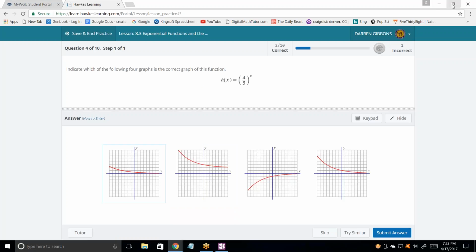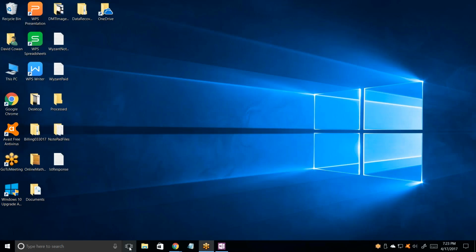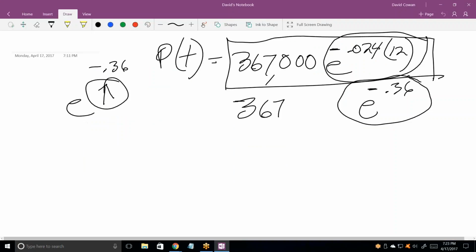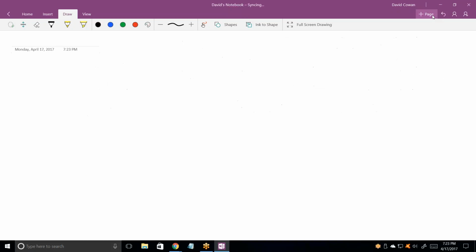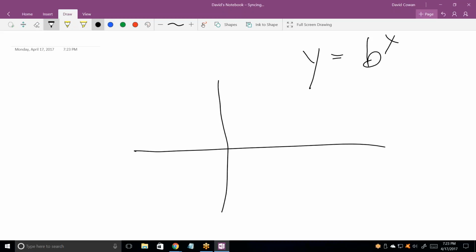Now, let's talk about this separately here. If I have y equals some number to the x, as long as that number is greater than 1, it's going to look like that. If the number is between 0 and 1, it's going to look like this.